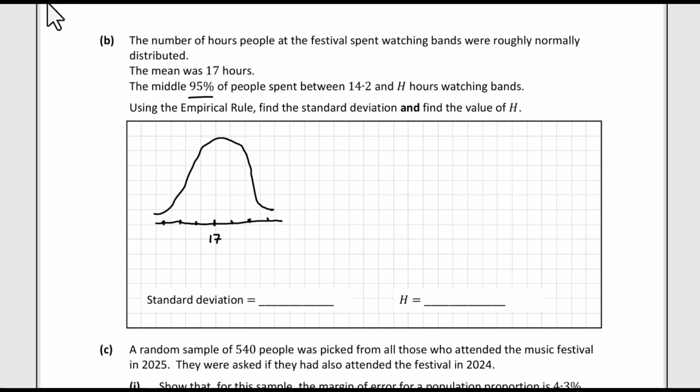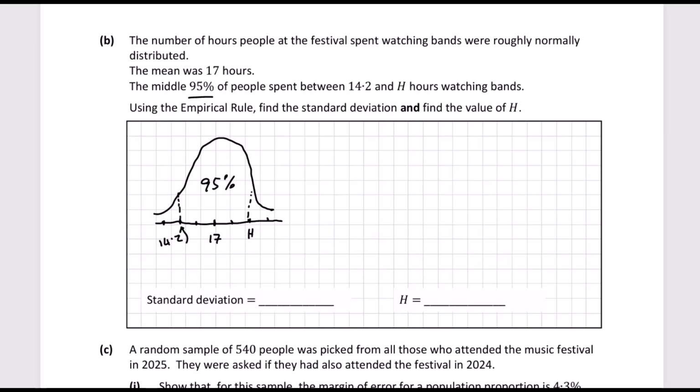So if I just draw that in there, this is 2 standard deviations below the mean. This is 2 standard deviations above the mean. So 95% of the data is going to be in here. So they're telling us that the middle 95% of people spent between 14.2. So that number there must be 14.2. This number must be H. So what we've got to do is find the standard deviation and the value for H.